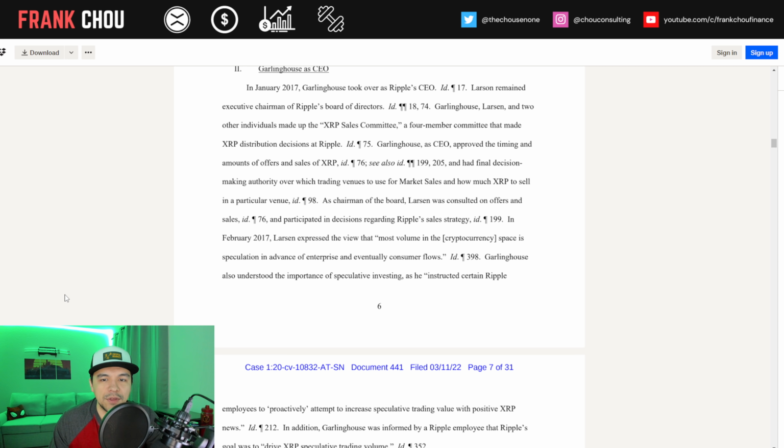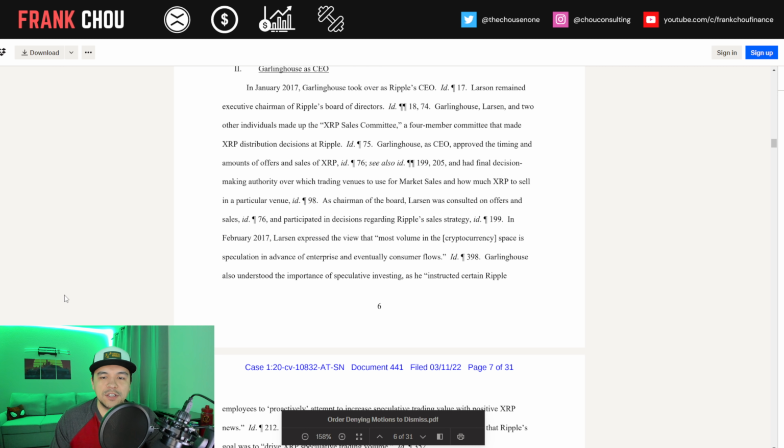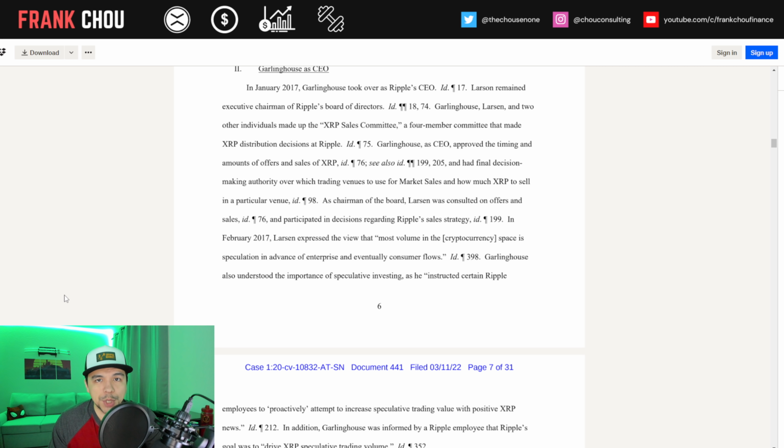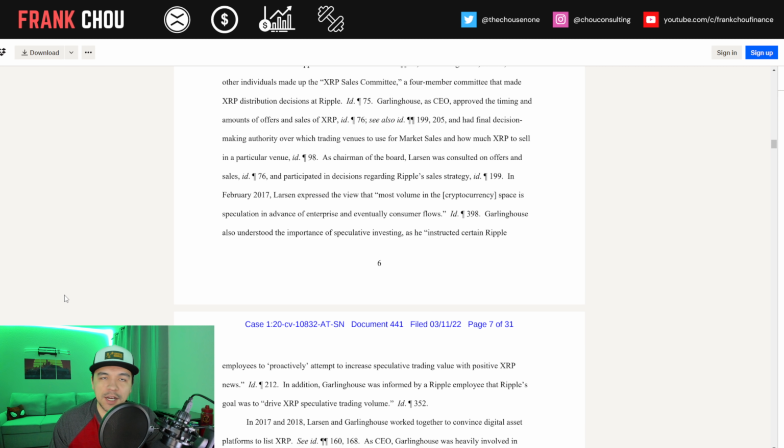Garlinghouse, Larsen, and two other individuals made up the XRP Sales Committee, a four-member committee that made XRP distribution decisions at Ripple. Garlinghouse, as CEO, approved the timing and amounts of offers and sales of XRP and had final decision-making authority over which trading venues to use for market sales and how much XRP to sell in a particular venue. As chairman of the board, Larsen was consulted on offers and sales and participated in decisions regarding Ripple's sales strategy.